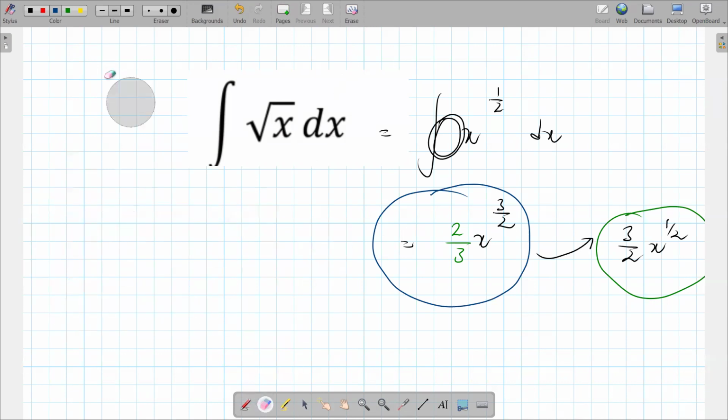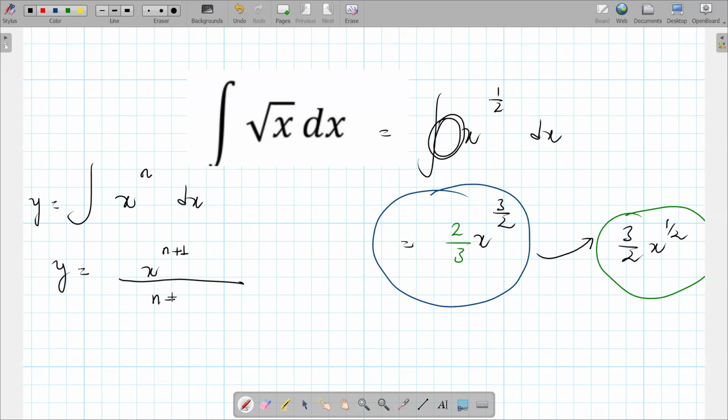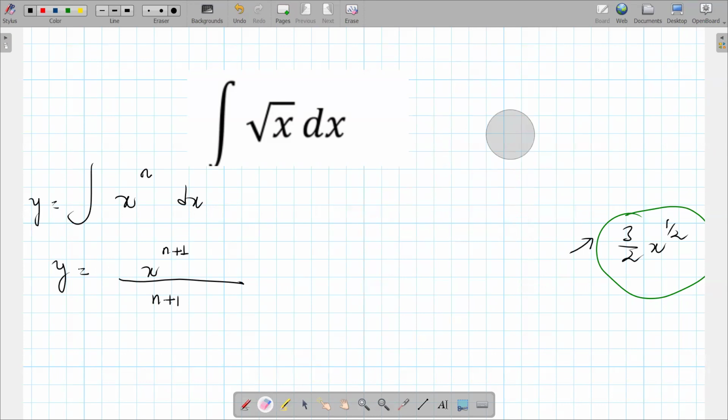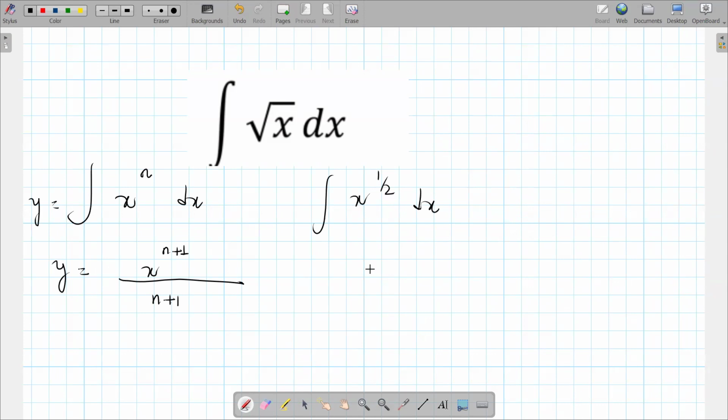Maybe it'll be easier, especially in the beginning. If you have x to the power of n, something like this, the integral of that will be x to the power of n plus 1, okay? All over n plus 1. You need to divide it by that exponent. So here, if we compare this with x power 1 over 2, so you have x to the power of 1 over 2 dx. The integral will be x to the power of 3 over 2, okay? Divided by 3 over 2.